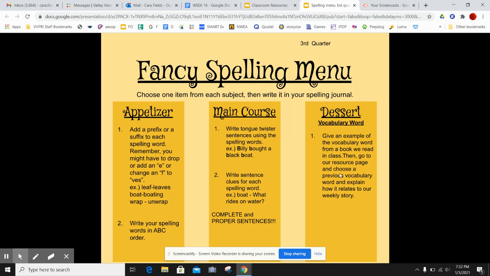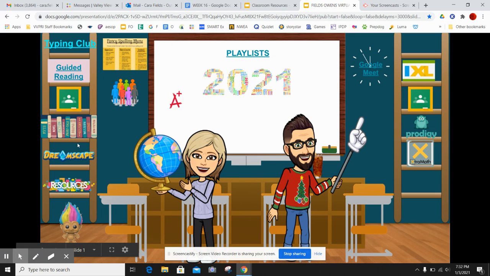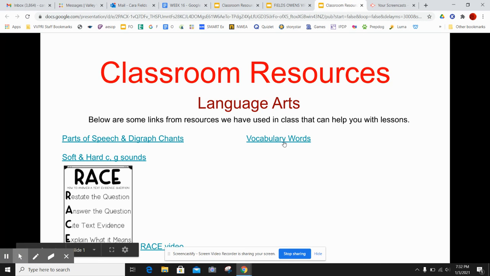You only have one choice here for third quarter. So sorry. But it is to give an example of the vocabulary word from a book we read in class. So we've had that before. But to add on to that, go to our resource page and choose a previous vocabulary word and explain how it relates to our weekly story. All right. And so where that is, again, if you go to our resource page, it's going to ask you to choose any other vocabulary words.